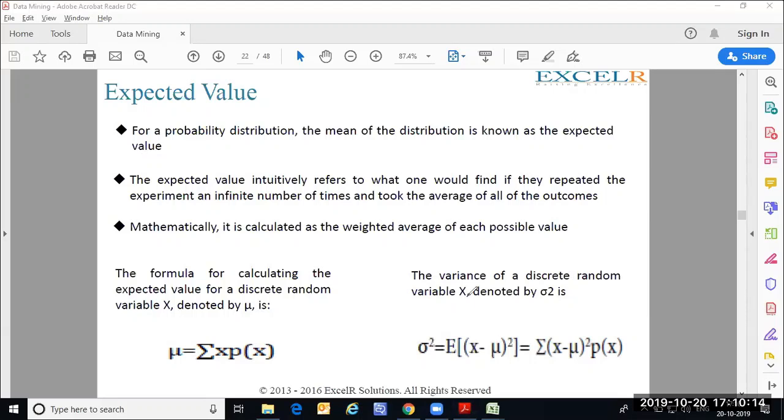And the same thing, if you apply on the variance, instead of summation, we are taking the expected value of x minus mu whole square. Expected value of x minus mu whole square is nothing but the summation of x minus mu whole square multiplied with the associated probability.